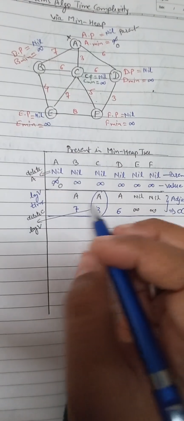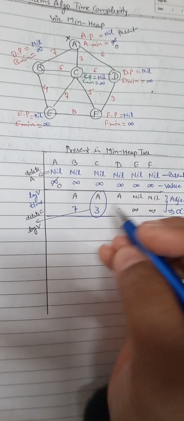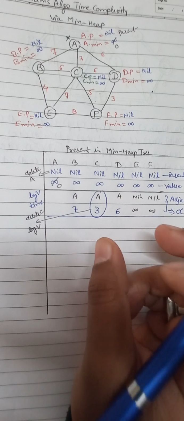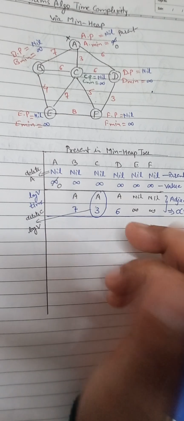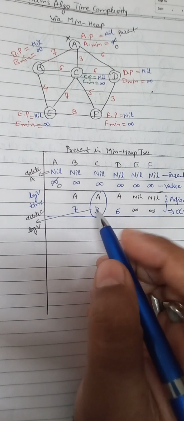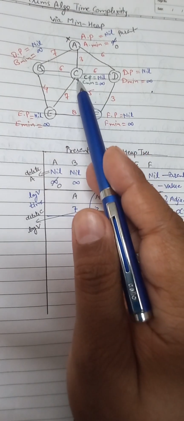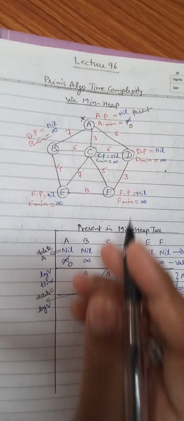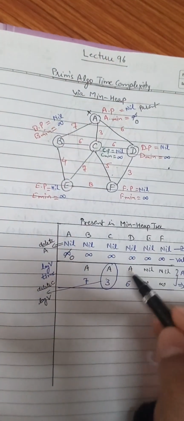So for finding the minimum, log V time is also required, because we have to search each individual node so that we can compare and say which is minimum. So this is deleted. Now because C is deleted, we have to change here also, as we have done here.